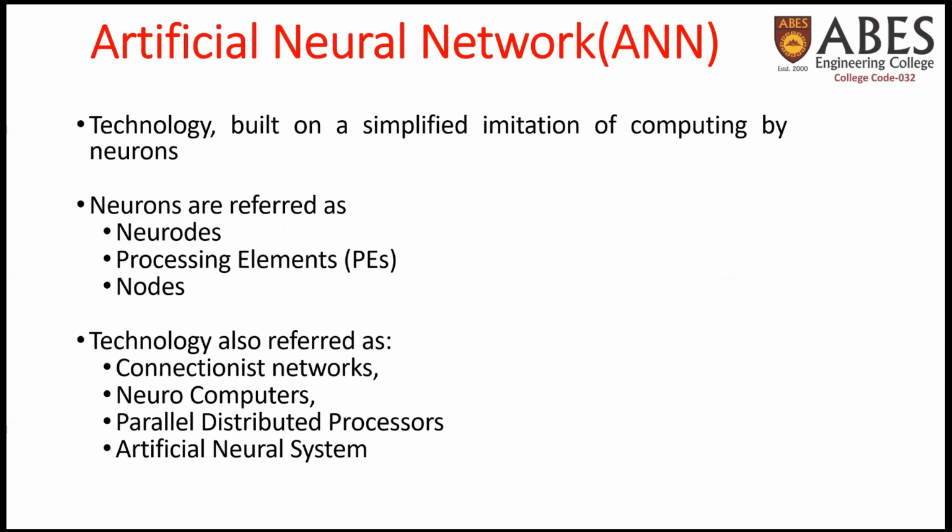Then artificial neural network. Artificial neural network is the technology which has been built on a simplified imitation of computing by neurons of a brain. Neurons are referred to as neurons, processing elements or nodes, and this technology is also referred to as connectionist networks, neurocomputers, parallel distributed systems, and artificial neural systems.